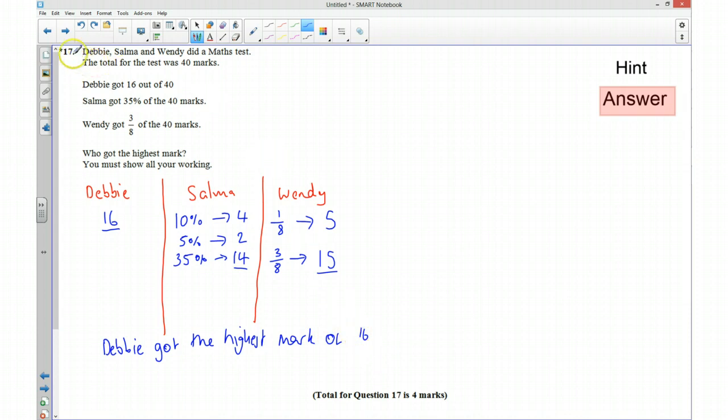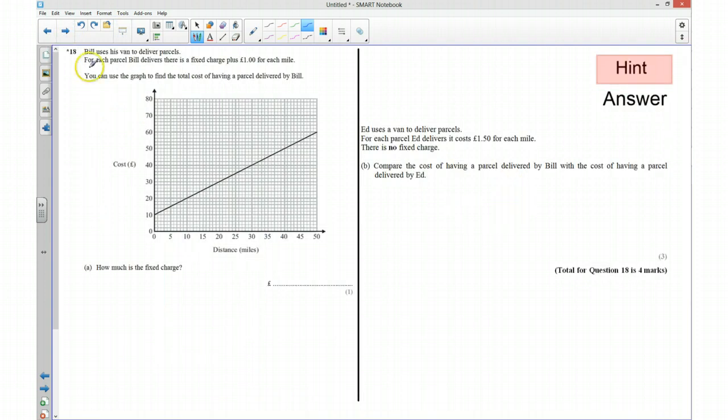Okay, there you go. And just to highlight, that's got an asterisk next to it, which means that it was important that we communicated our work clearly, which we've done. Okay, question 18. Again, we've got an asterisk next to the 18, so we need to make sure we're communicating our work clearly. Bill uses his van to deliver parcels.